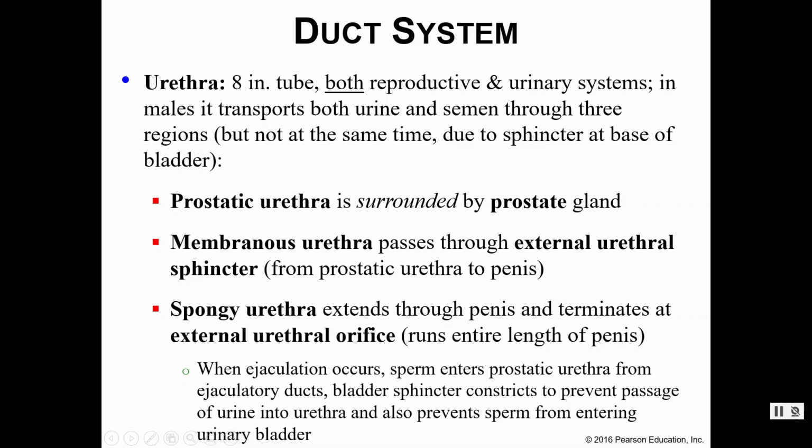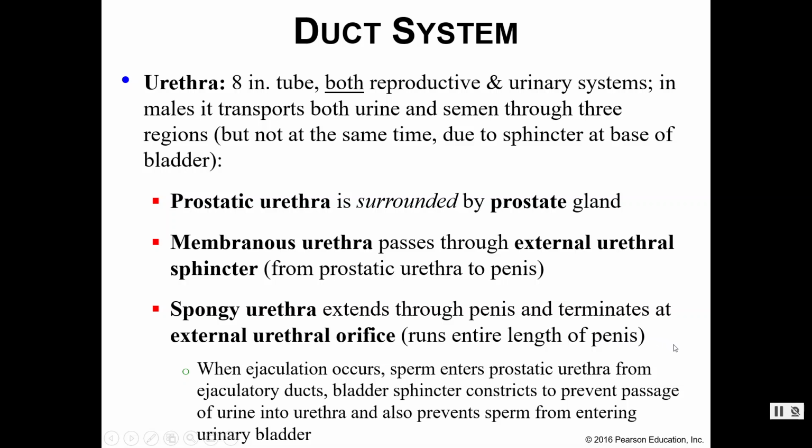We've got the prostatic urethra, which is surrounded by the prostate gland. Then we have the membranous urethra, which passes through the external urethral sphincter and runs from the prostatic urethra to the penis. And then the last region, the spongy urethra, runs through the length of the penis and terminates at the external urethral orifice. So this part runs the entire length of the penis.